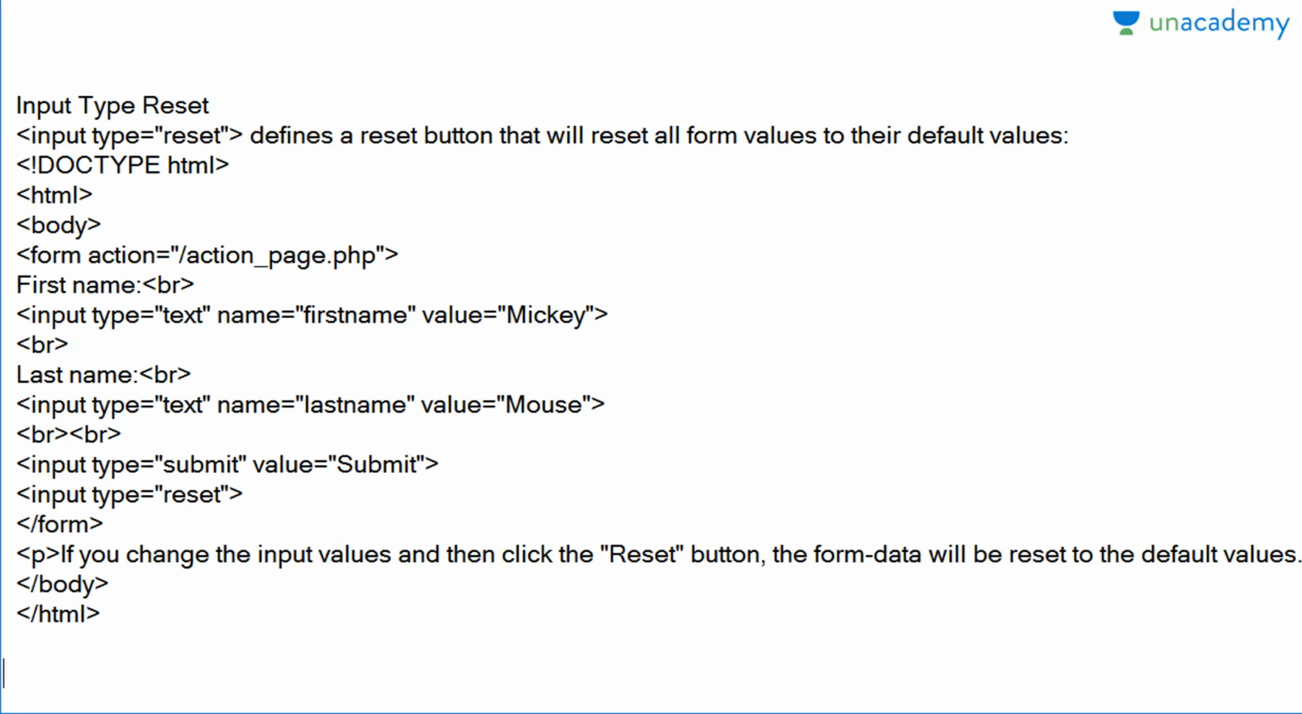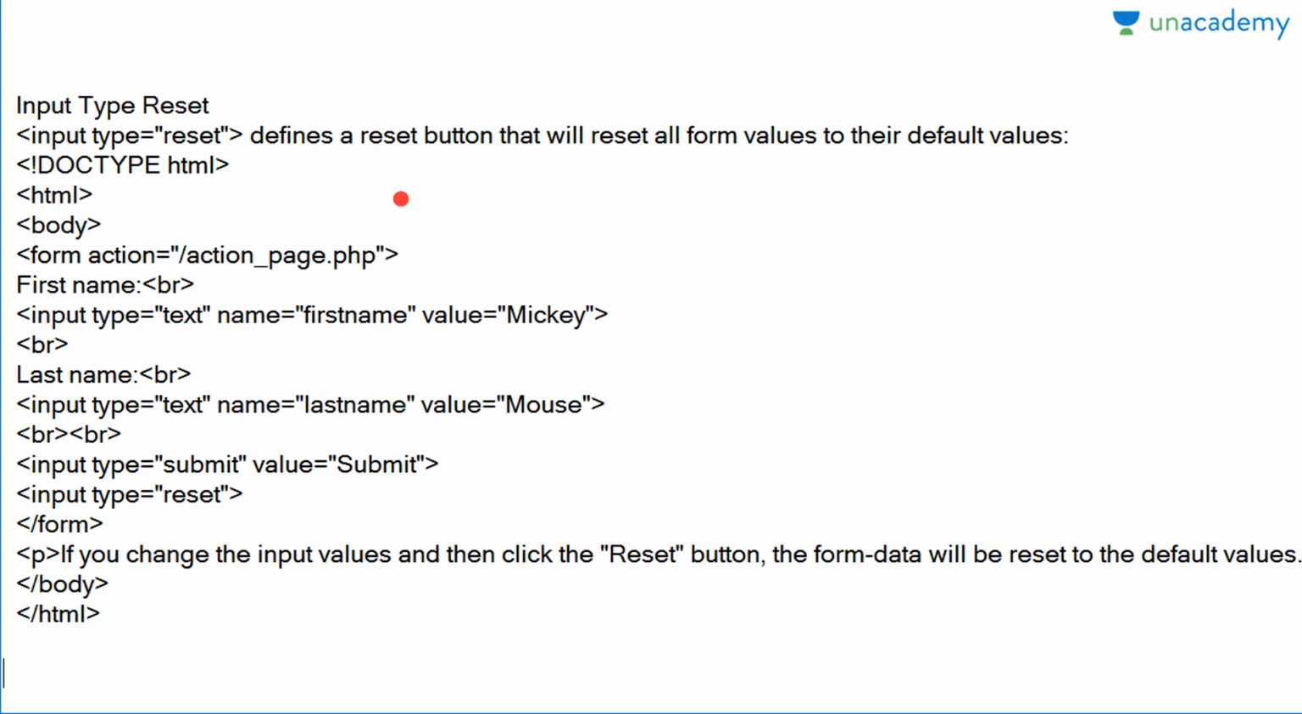Now let's talk about input type reset. Input type equals reset defines a reset button that will reset all the form values to their default values. Like if a form is filled, when you click the reset button, all the boxes will be empty again. So let's see how it works.